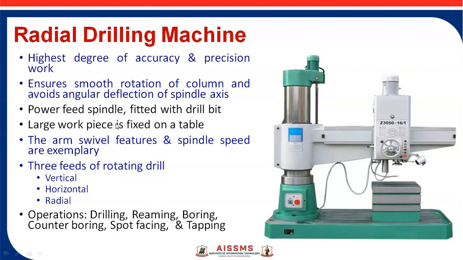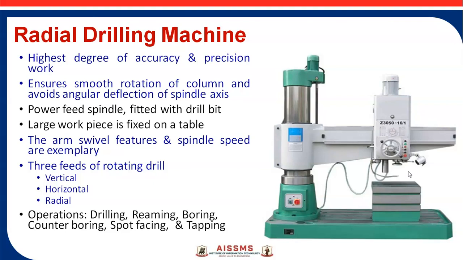When the highest degree of accuracy and precision work is required, the radial drilling machine is used. It ensures smooth rotation of the column and avoids angular deflection of the spindle. The power feed spindle is fitted with drill bits, larger workpieces are fitted over the tables, and the arm has swivel features and spindle speeds are excellent. The drill can be moved vertically, horizontally and radially, which is why the radial arm is used. The operations are drilling, reaming, boring, counter boring, spot facing and tapping.